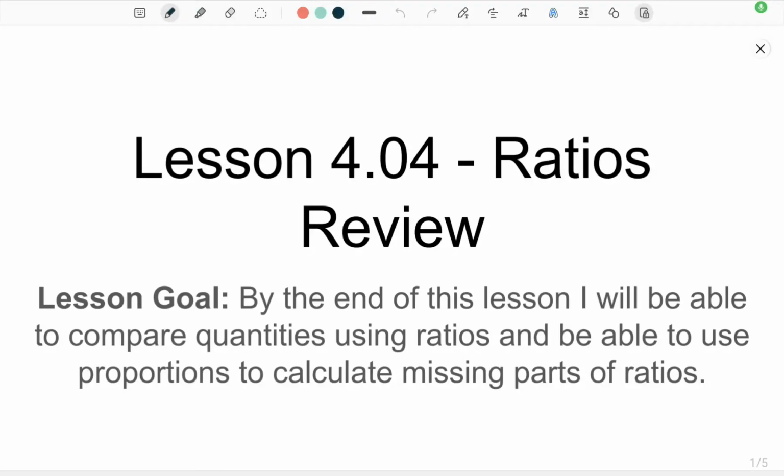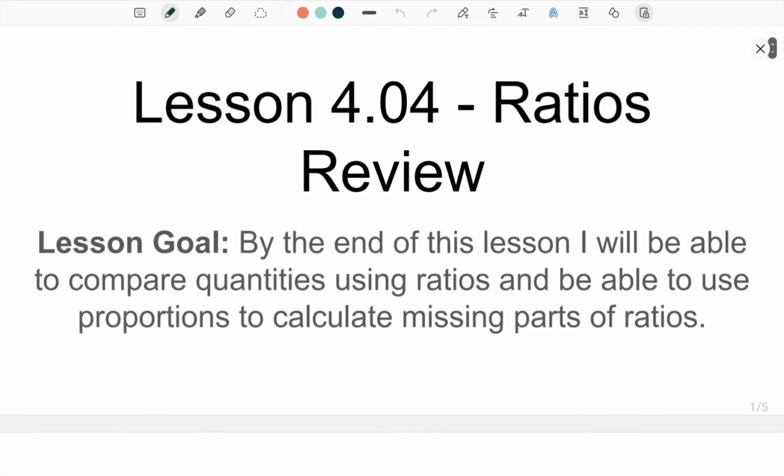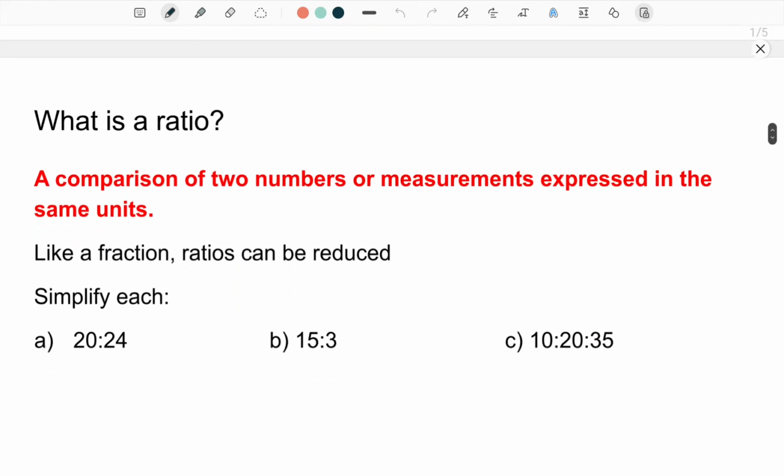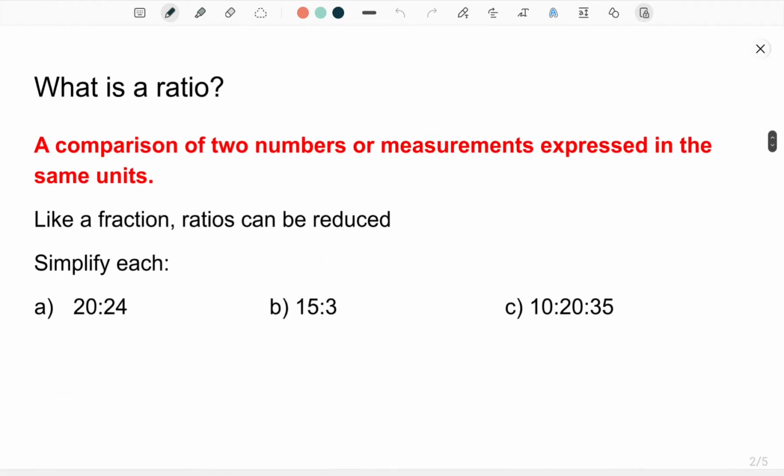Let's take a look at what ratios are. So that's going to be the goal of this lesson. We want to be able to compare different quantities and to also use proportions to figure out missing parts of ratios. All right, so let's get into the things and see what we have in store. So first of all, there are some definitions, like what is a ratio? So a ratio is just a comparison of two numbers or measurements expressed in the same units.